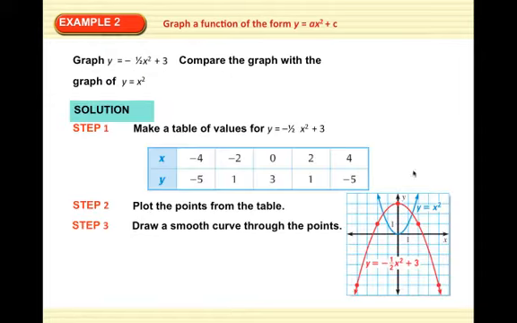Also, its vertex, you can see right here, here's the vertex. It's actually a maximum point on this one, a point where you have the maximum function value. It's actually 3 units higher than the vertex of y equals x squared. Y equals x squared has its vertex at 0, 0. Y equals -1/2 x squared plus 3 has its vertex at 0, 3.